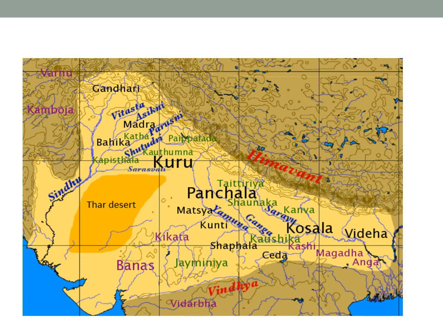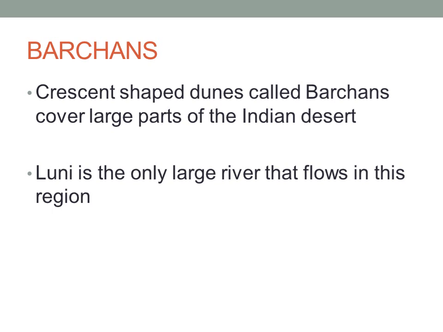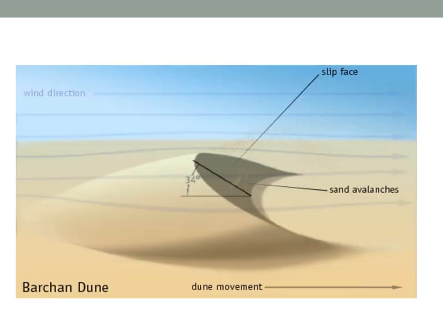Can you see the clear picture of Thar Desert here, which is spread over Rajasthan? Barchans. Crescent-shaped dunes are called barchans. It covers large parts of the Indian desert. Luni is the only large river that flows in this region. Children, are you able to see the Barchan dune? The crescent-shaped. This is how it looks in the desert.